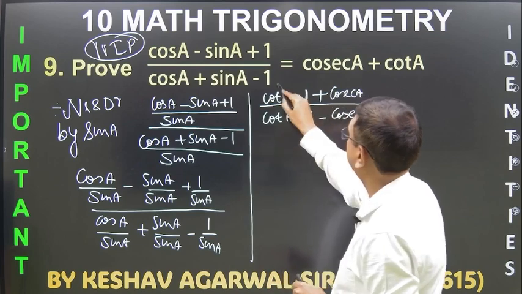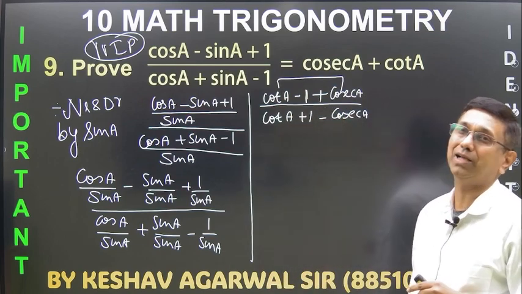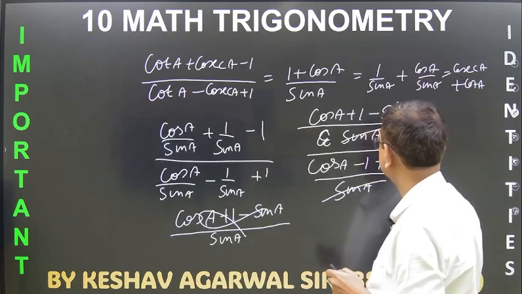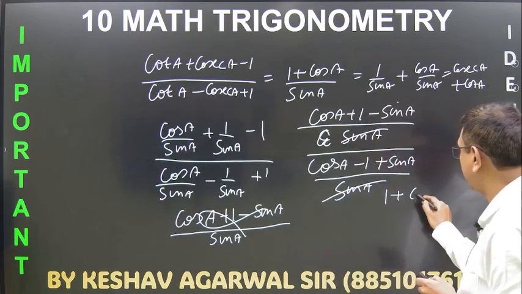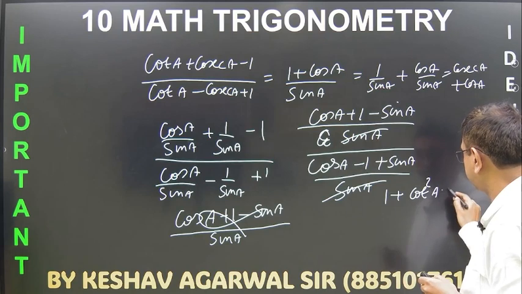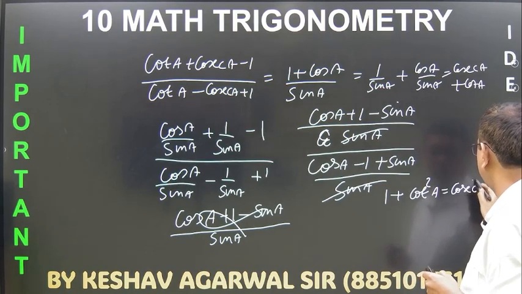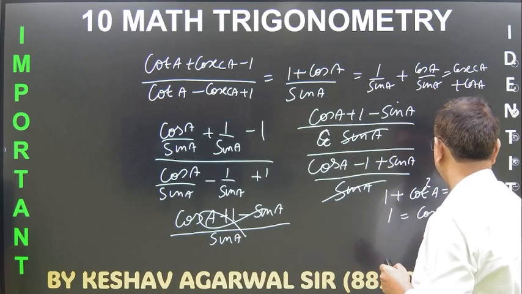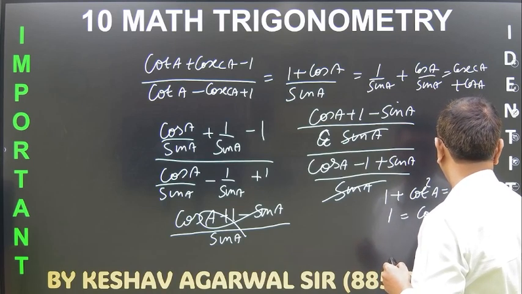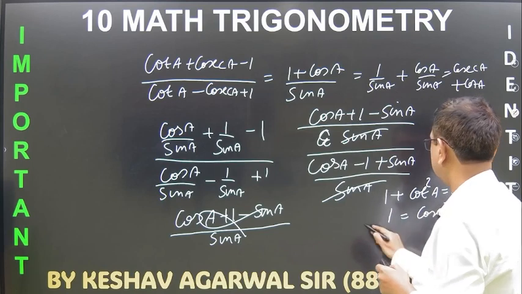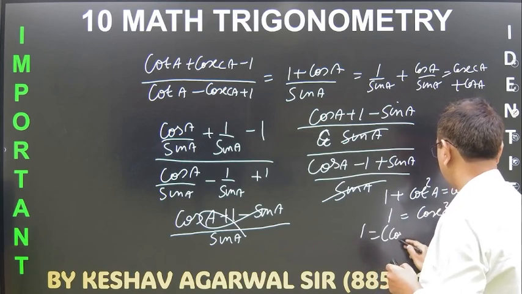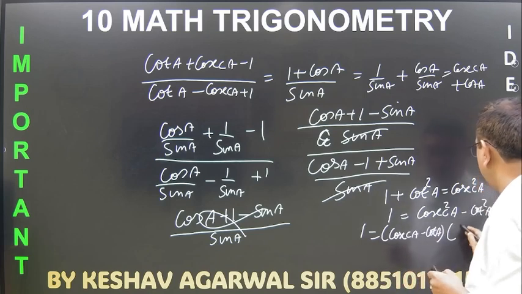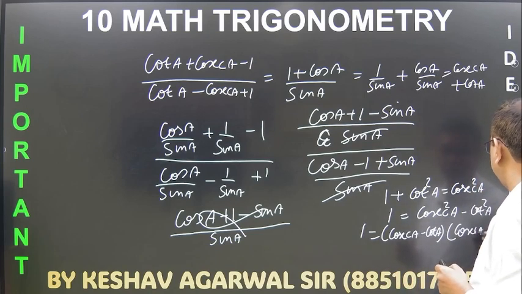And now you know the trick. This has come, so the 1 has to be converted. And you know what will be 1? I'll just show you, because you will write like this: 1 plus cot square A is equal to cosec square A. So what is 1 going to be? Cosec square A minus cot square A. So what is 1 equal to? Cosec A minus cot A into cosec A plus cot A.